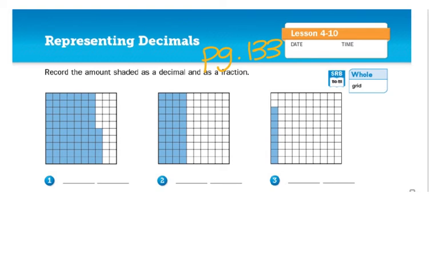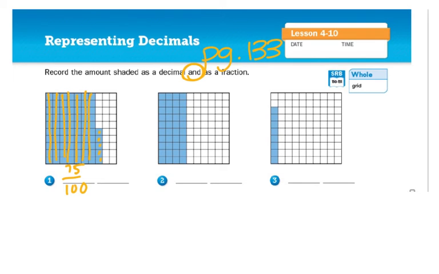On journal page 133, it says representing decimals. Record the amount shaded as a decimal and as a fraction. So there are 2 lines there. Let's go ahead and count up. So 10, 20, 30, 40, 50, 60, 70, 71, 72, 73, 74, 75. So we would call this one 75 hundredths.